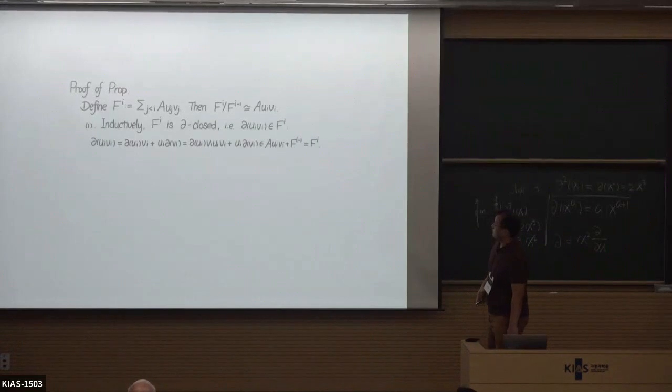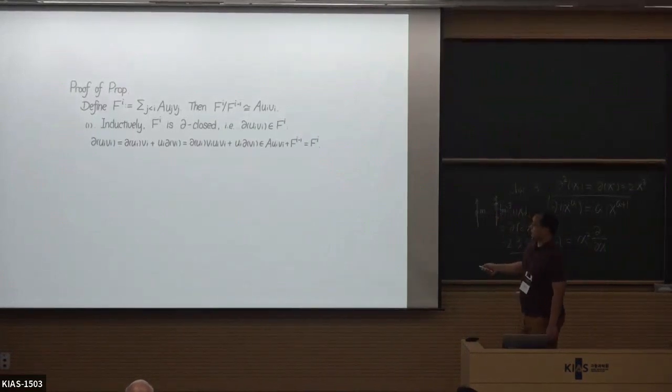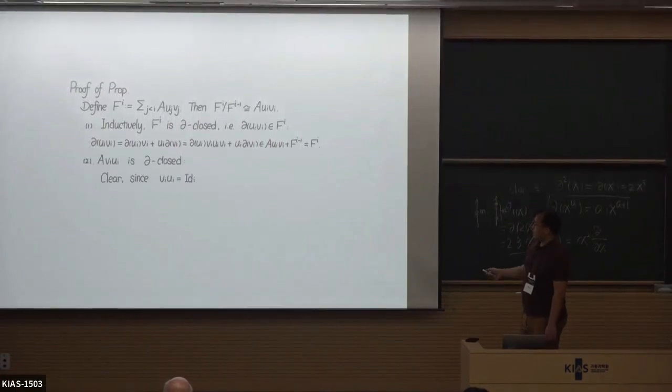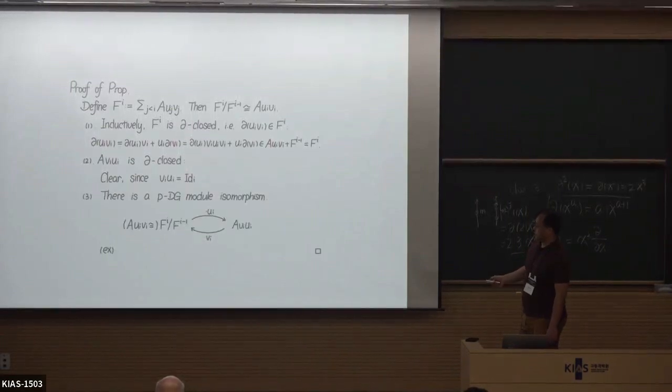So inductively, you want to show that this filtration is differential closed. It's closed under the differential, so it's an easy induction argument, and each of the subquotients are closed under the differential, and finally there is a PDG isomorphism. So I'll leave it to you as an exercise. This is an outline of the proof, which is not very difficult.